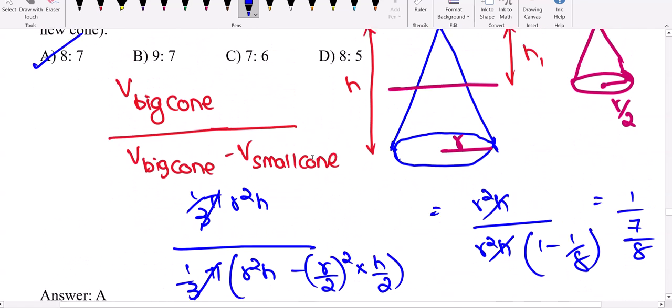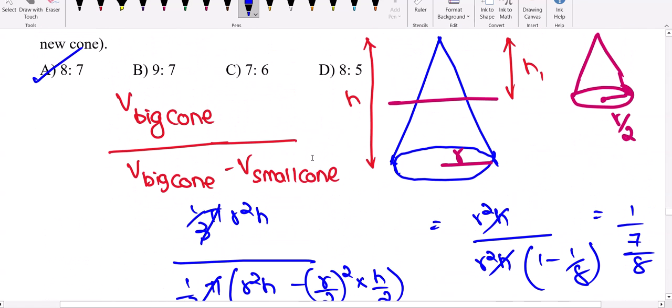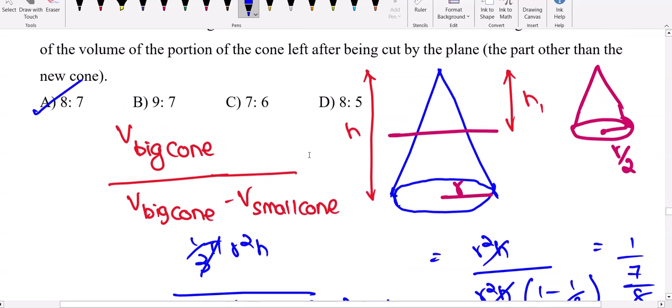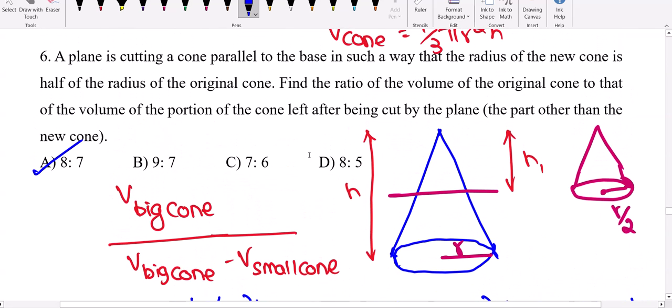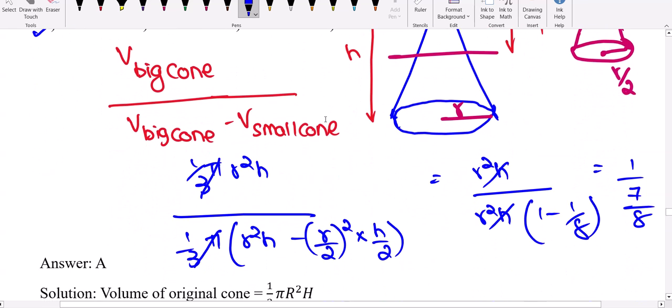Volume of the big cone with respect to the volume of the leftover part. They clearly mention other than the new cone. In TCS, they are very clear with the data. Other than the cone, the portion of the cone left. Right, so this is an advanced question, a good one they have given here.